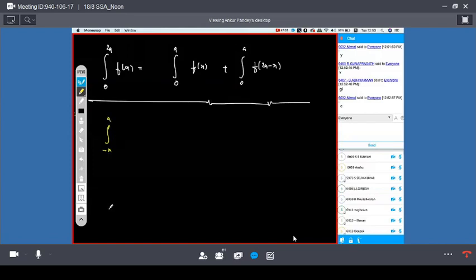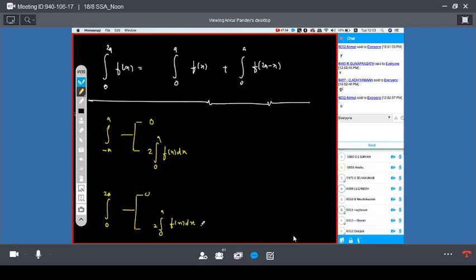Integration from minus a to a and integration from 0 to 2a. Clear? Both have dual probabilities. Can be 0, can be 2 times the integration of 0 to a. Same answer here, can be 0 or can be 2 times the integration from 0 to a of f of x dx. Now this happens when the function is odd. This happens when the function is even.